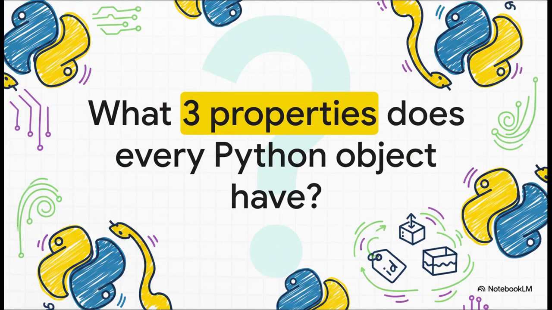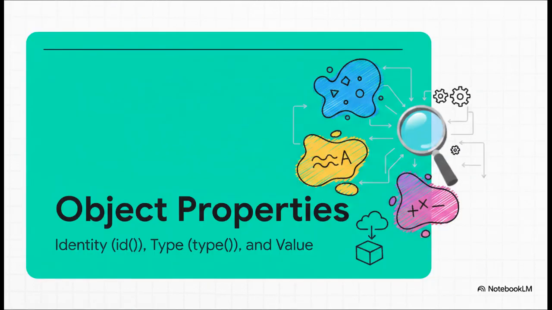Here's a direct question straight from our source material, and it's something you absolutely need to know. Ask yourself, what 3 properties does every Python object have? Take a second. Do you know the answer? All right, here's your answer. Every single object in Python has an identity, which you can check using the id function. It has a type, checked with the type function, and of course, it has a value.